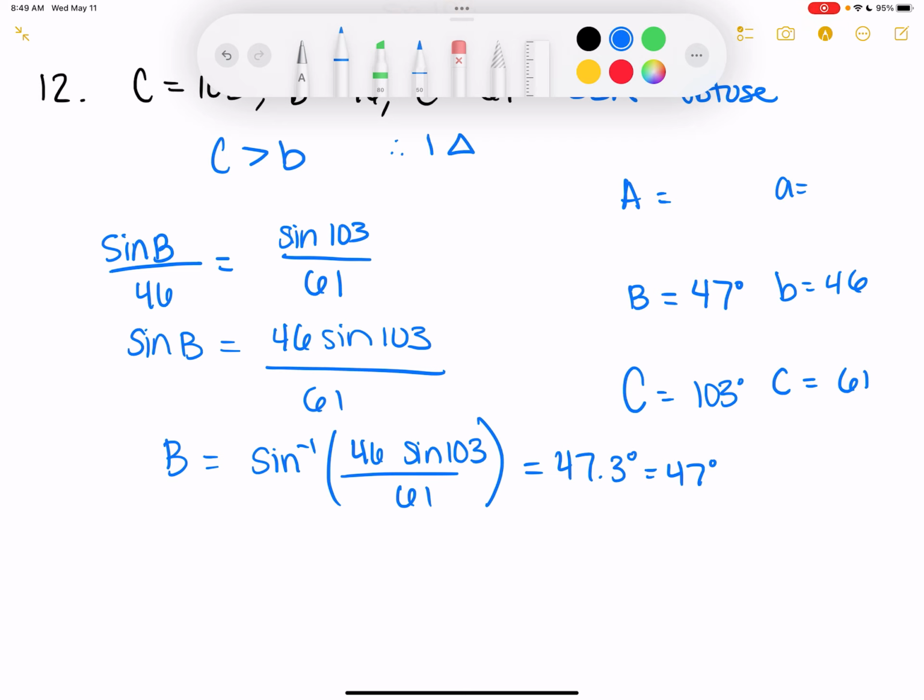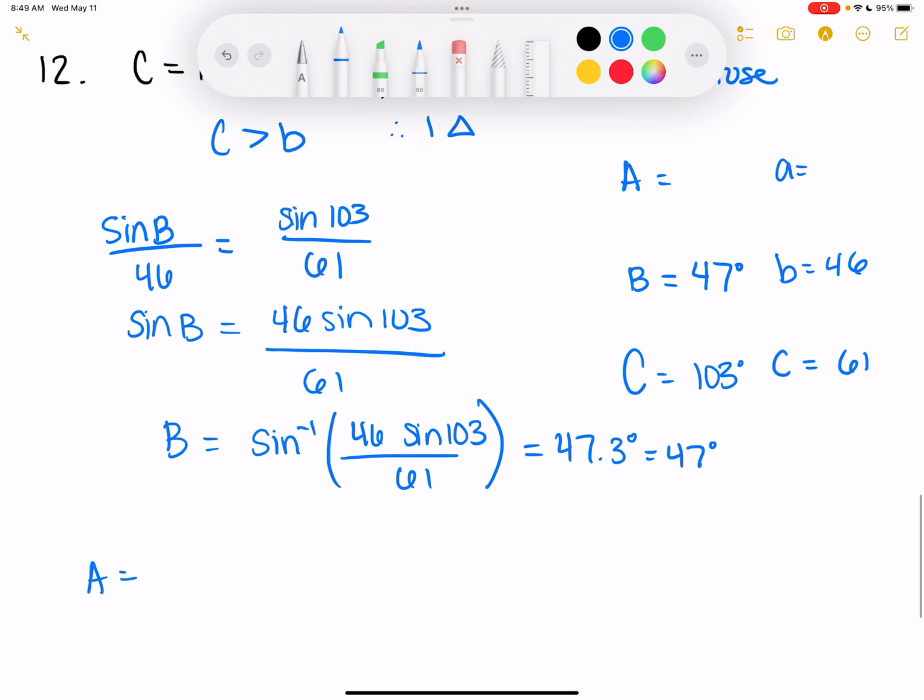Yeah. So now A equals 180 minus 47 minus 103. Well, we don't have to. Oh, I thought you said something else. Never mind. I originally did, and then I was like, wait, you can't do that because you don't know one of the pieces. Anyways, I'm just being stupid. 30.